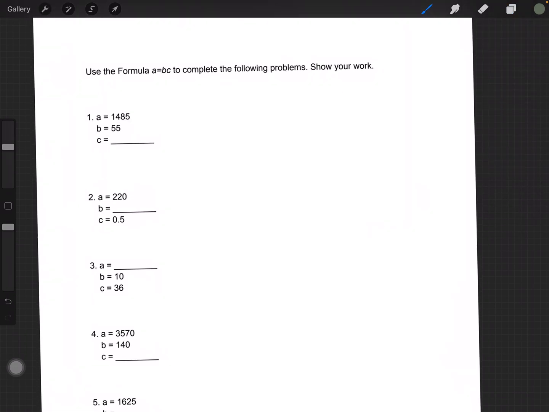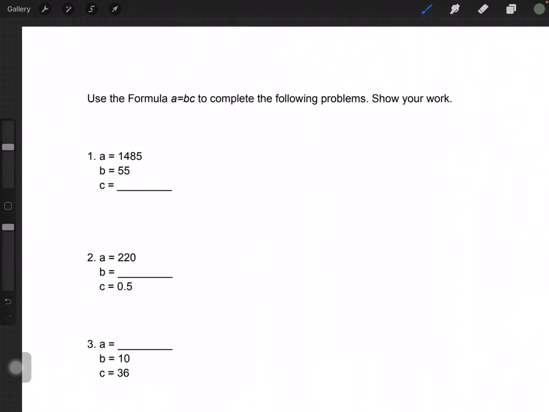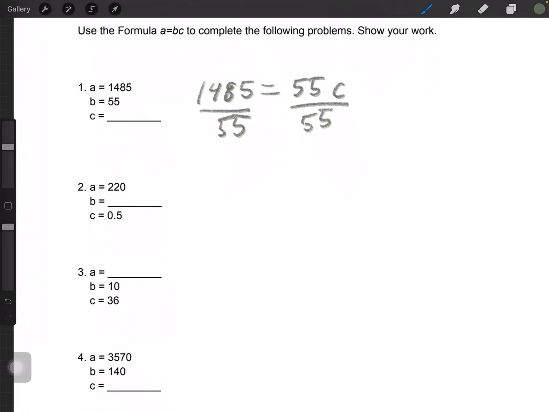And the last, we're given: use the formula a equals b times c to complete the following problems and show your work. So a equals b times c. Now I know a here is equal to b times c. And so we want to divide both sides by 55 and solve for c. And the next one we have a is equal to b times c, and you want to divide both sides to isolate and find b.